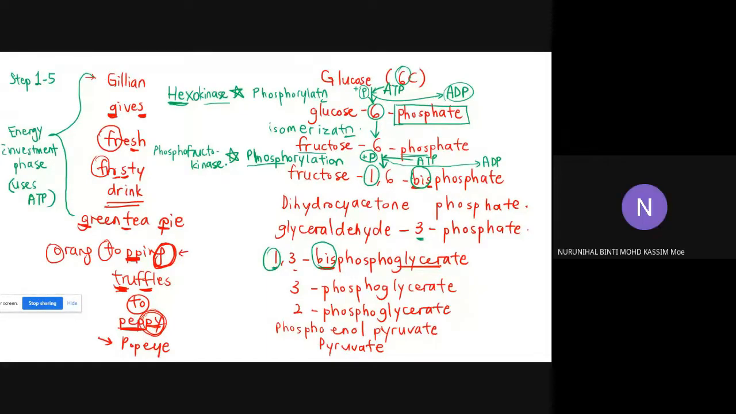Boleh. Alright, and now fructose 1,6 bisphosphate, dia akan jadi dihydroxyacetone phosphate. So this one, step ini kita tak sebut apa step dia. We don't talk about it. And then, now, dihydroxyacetone phosphate. Yeah, sorry, I will have to show this one.